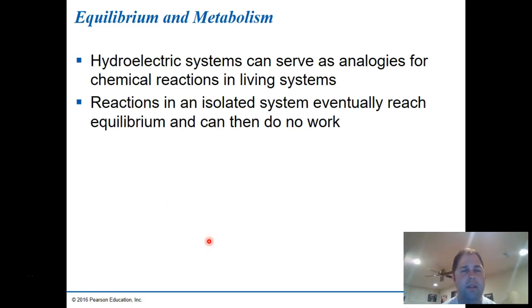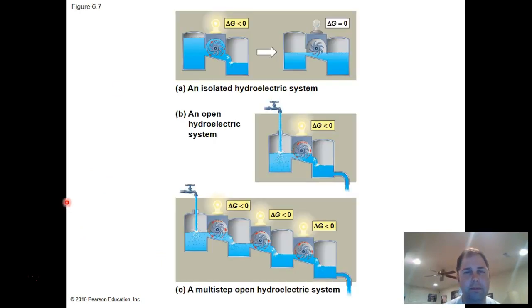I like to talk about this in terms of hydroelectric systems. So we can use them to think about how this works. If we think about an isolated hydroelectric system, which is not the case in biology, right? Everything is open in biology, not closed. But here, the water is going to move from a higher energy state to a lower energy state. So delta G will be less than 0. And as long as this water is moving, the light will be on, right? Power will be generated. Once the water level becomes equivalent, right, we're at equilibrium, delta G is 0, you have no more energy in the system. The light does not come on anymore.